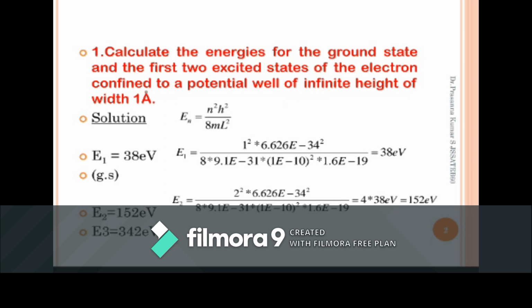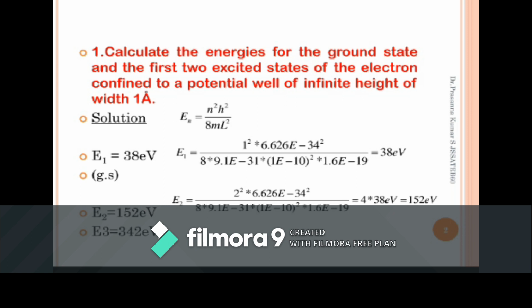And similarly, E3 is 9 times E1. So 9 into approximately 38 eV, it will become 342 eV. So E2 is 4 times 38, it's 152, and E3 is 9 times E1, so it is 342. See that here the electron is sitting in the lowermost state, E1, that is n equal to 1. The electron sitting in the lowermost state has some positive value, around 38 eV. But if you look at classical concepts, you may have it as zero also. Quantum mechanically, there is some positive value for the energy.